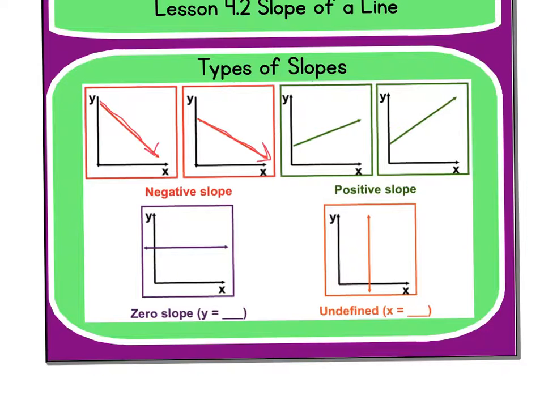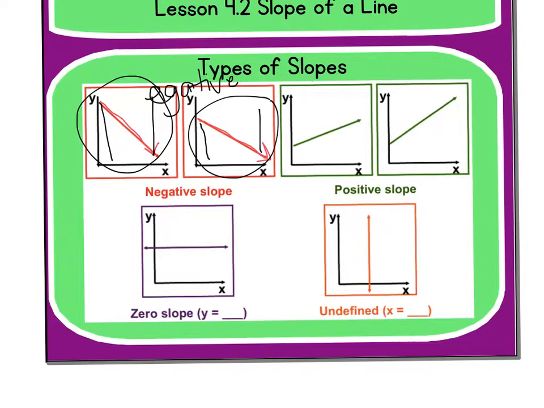So I had noticed that we could do something called the N test. If we take our graph and we draw a line at each end, the negative graphs are going to form the letter N for negative. So these both form an N for negative.